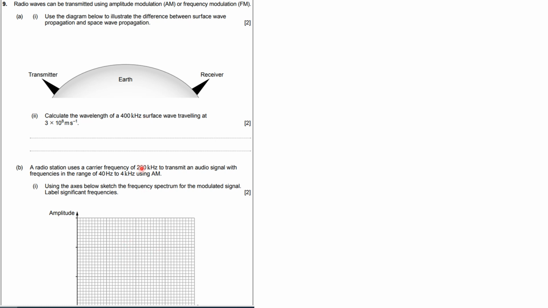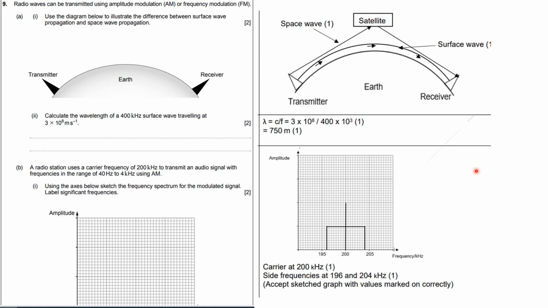Frequency spectrum. Frequency spectrum means line. So stick a line in the middle, a line for that side and a line for that side. Make sure you label it. So 200k in the middle, 204, and then 196. It's that easy. Let me show you. You can see the space wave there. You can see lambda equals C over F. And you can see the frequency spectrum.